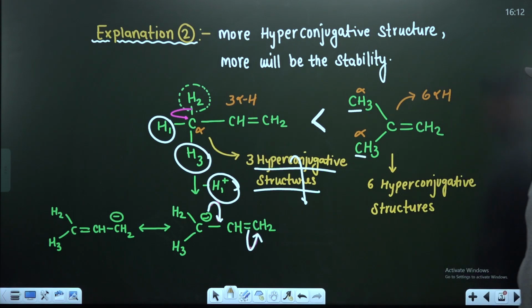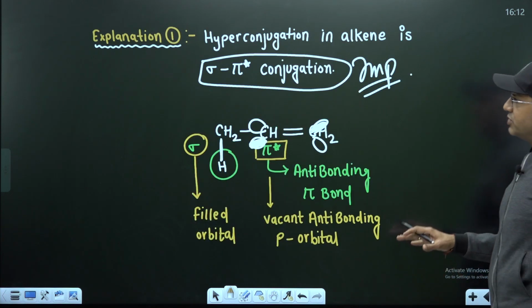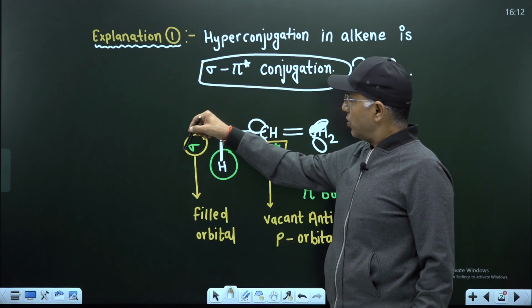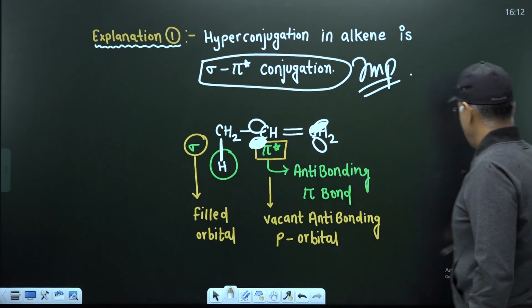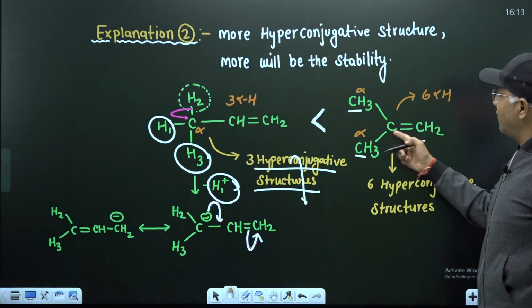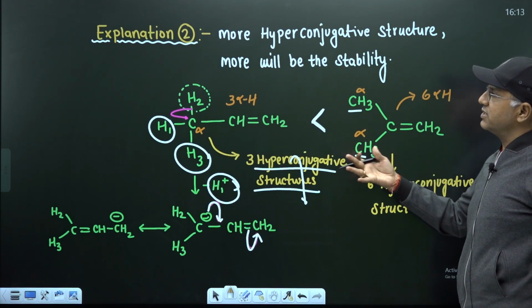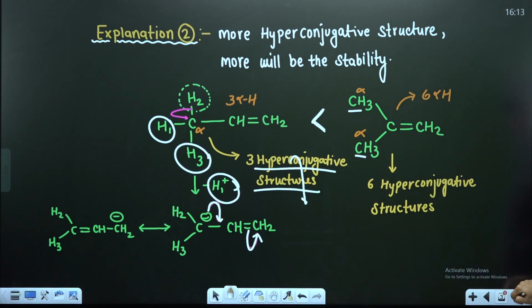Got it? So you have to write the second explanation: more the alpha hydrogen, more will be the stability. The first explanation is more the sigma electrons, more will be the conjugation with pi star, more will be the stability. The second explanation is more the alpha hydrogen, more will be the hyperconjugating structures, more is the stability.